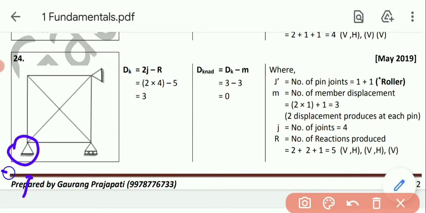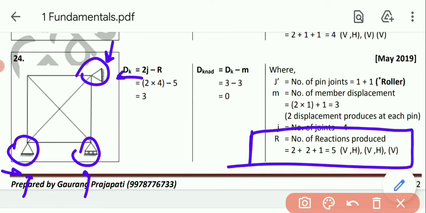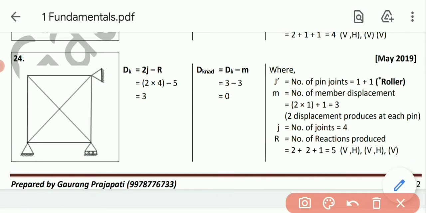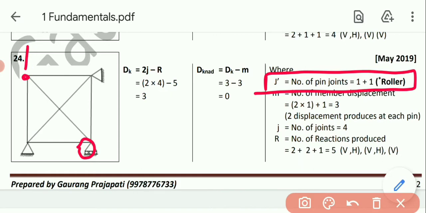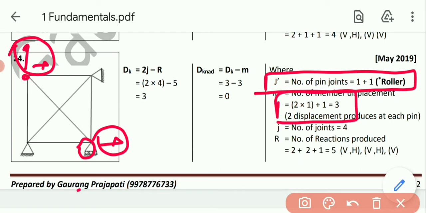Hinge with vertical and horizontal, roller support vertical, hinge with vertical and horizontal, so capital R is 5, the number of reactions produced. Joints 1, 2, 3, 4, the number of joints. Then the number of pin joints is only 1, and over here roller support, so 1 plus 1. M, the number of displacements at the pin support is 2, and over here because of the roller support 1, so 2 plus 1, that is M, that is 3.